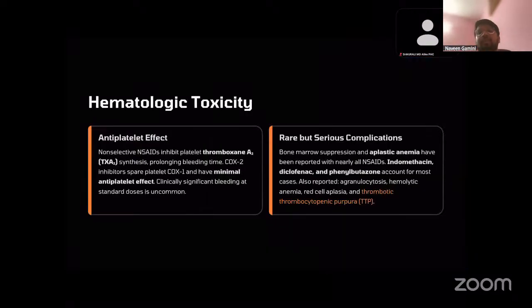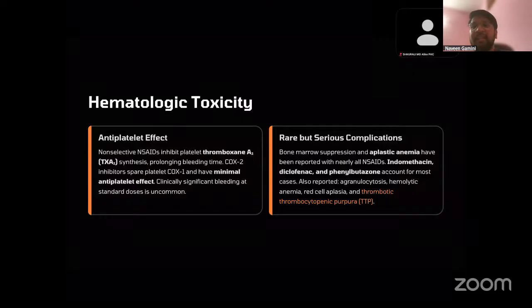Next, talking about hematologic toxicity. As per the mechanism of action, NSAIDs inhibit platelet thromboxane A2 synthesis. Therefore, it causes prolonged bleeding time. COX-2 inhibitors will spare the platelet COX-1 and have minimal antiplatelet effect. So the only specific role of COX-2 selectivity is in the antiplatelet effect.